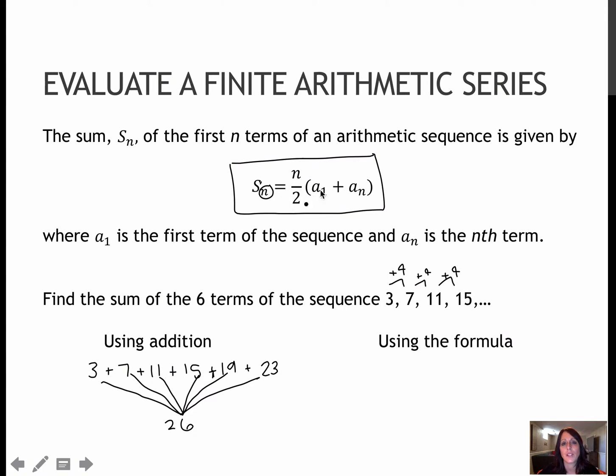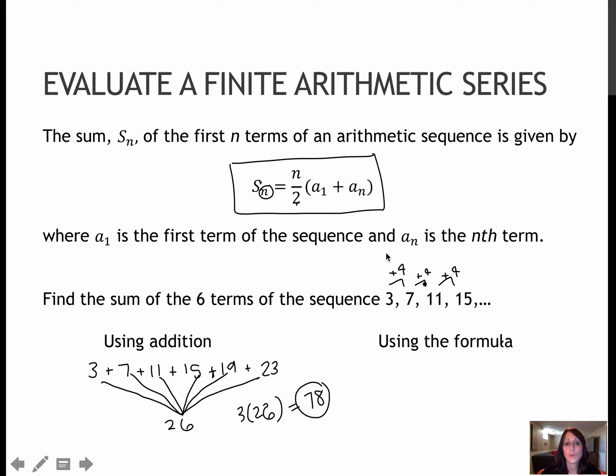Notice what our formula here is doing. It's taking 6 divided by 2, which would give me 3. And then it's taking the first and the last term, the 3 plus the 23, and adding them together. And that's exactly what I'm finding here, is that I had 26 3 times. And that's going to be my sum. And so 3 times 26 is, of course, 78.